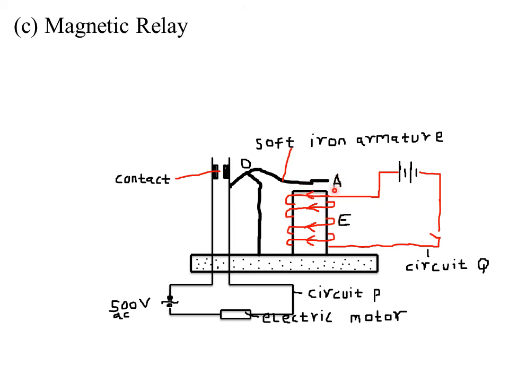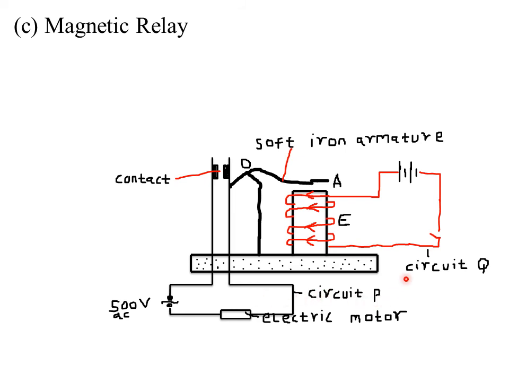So when A is attracted onto E, it causes the lever here to push this other side upwards, closing this particular contact. When that contact is closed, it means our circuit P is now closed, and therefore it is running. So you can see we are using circuit Q to operate or determine the closure and opening of another circuit, P.